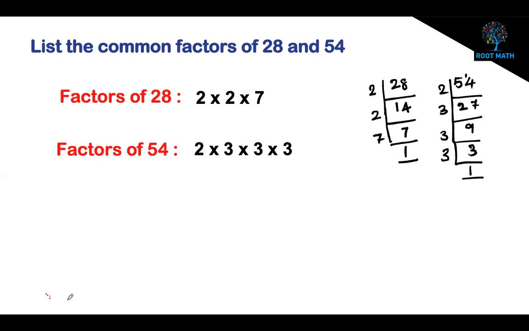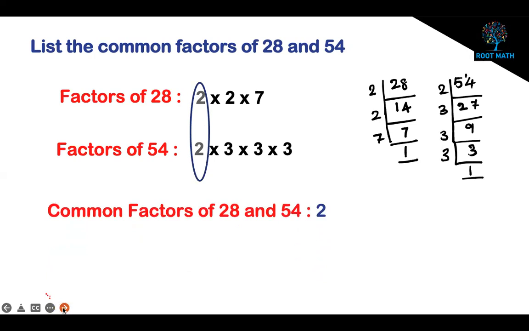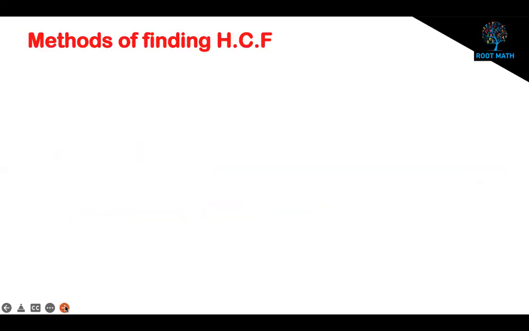Now what is a common factor? Common factor means the factors which are common in both the numbers are known as the common factors. So here you can see the 2 is there in both the numbers. So this 2 is known as the common factor or highest common factor, which means that the 2 can divide both the numbers without any remainder.